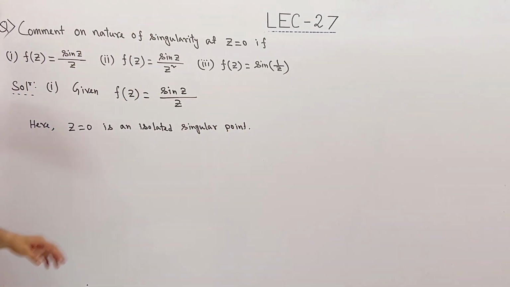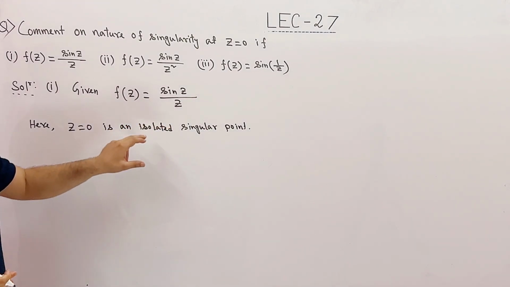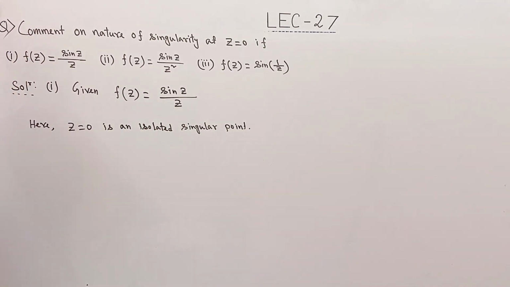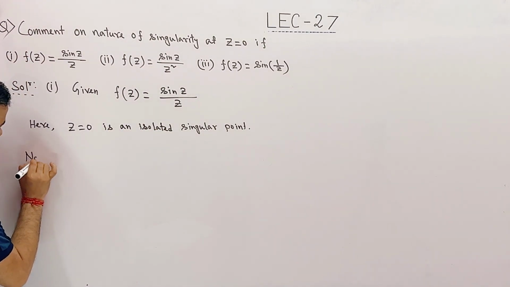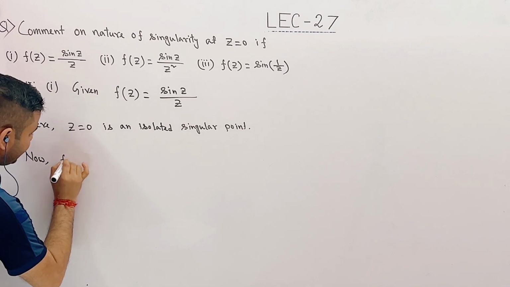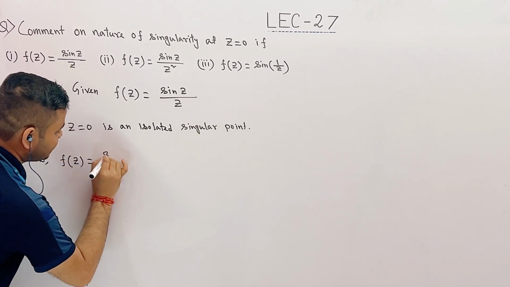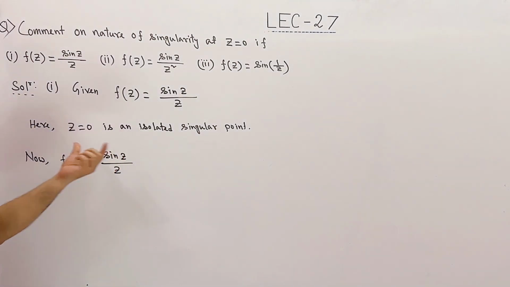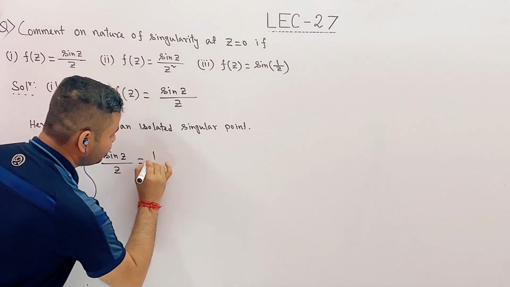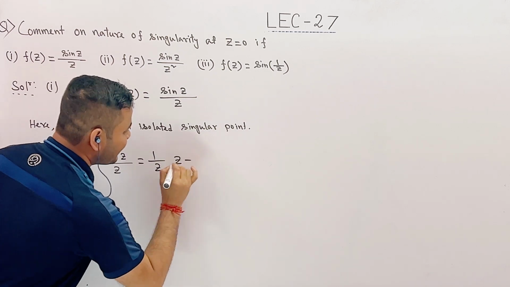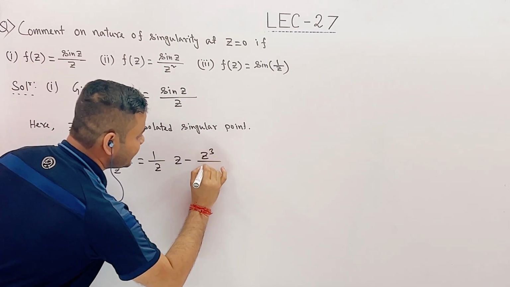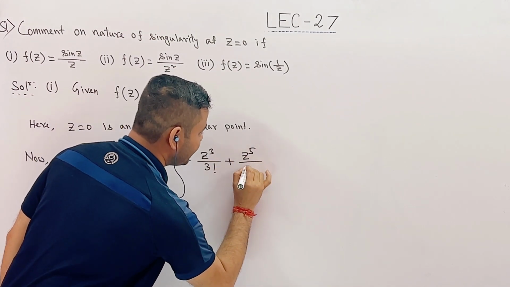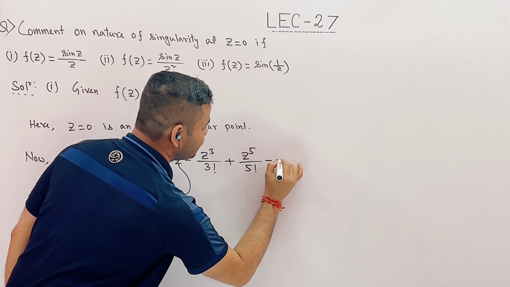Now, we have to comment whether it is a removable isolated singular point, a pole, or an essential isolated singular point. Now, f of z is equal to sin z divided by z. Let us expand the sin z term. Finally, we will get z minus z cube divided by 3 factorial plus z to the power 5 by 5 factorial minus dot dot dot.